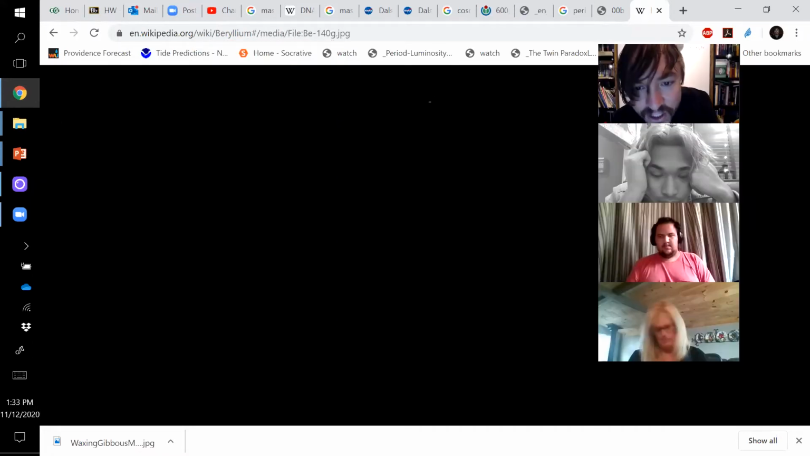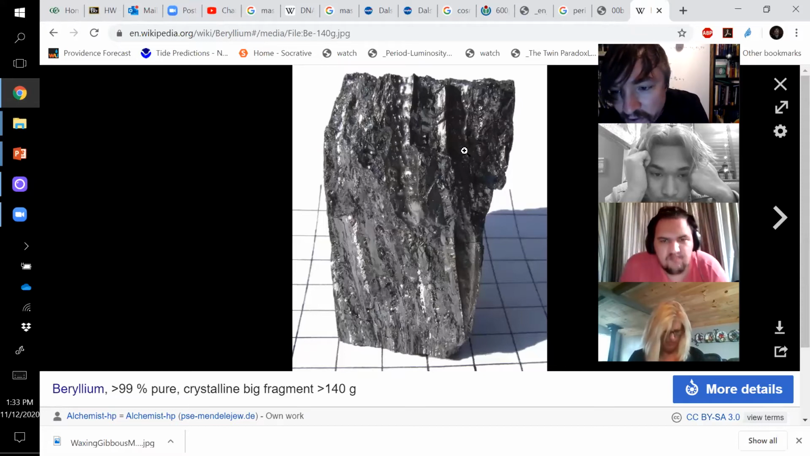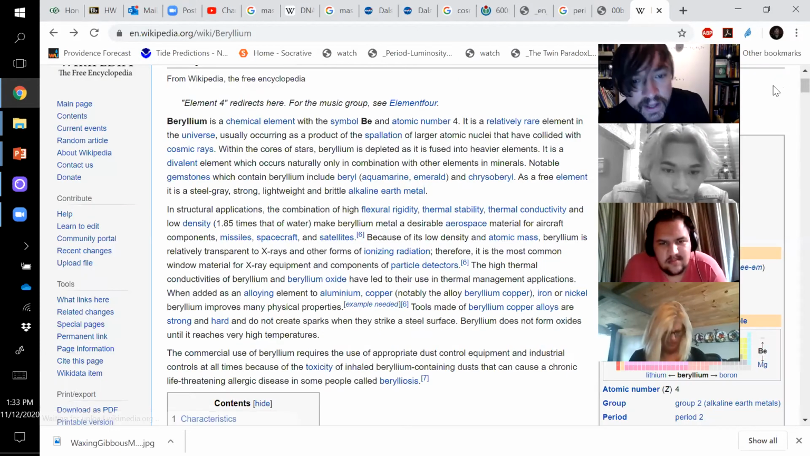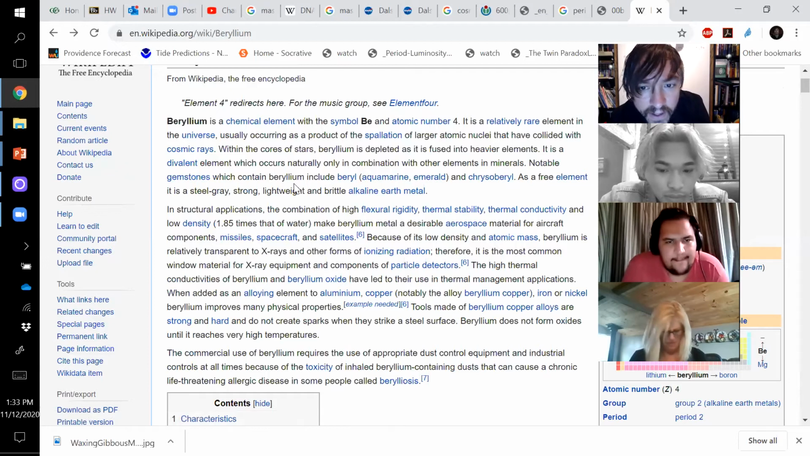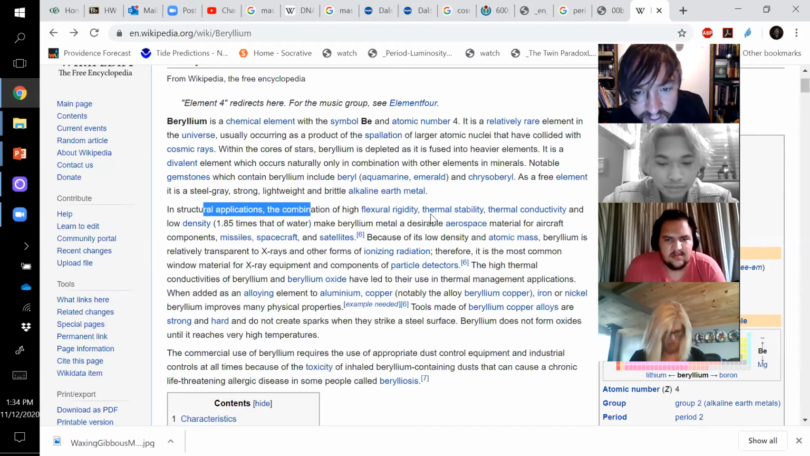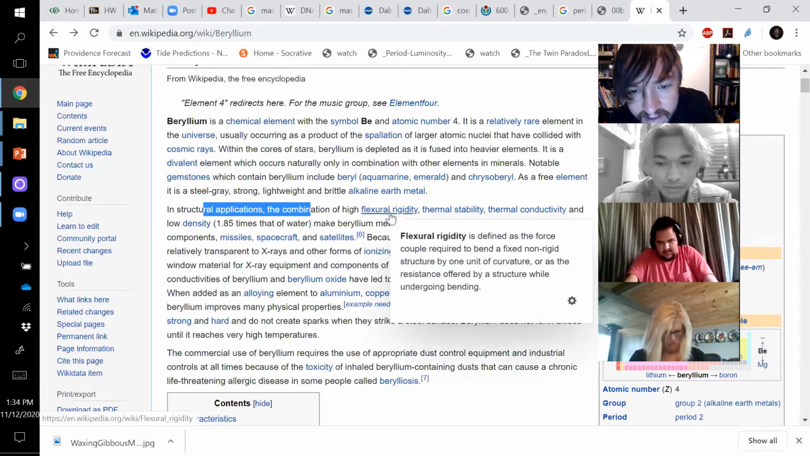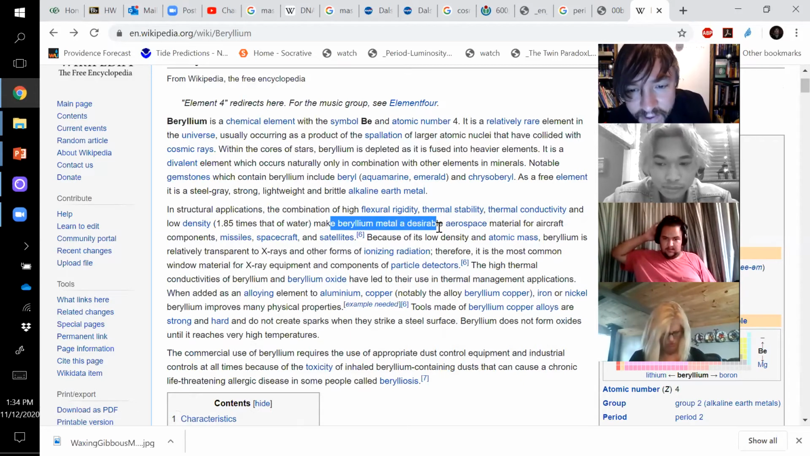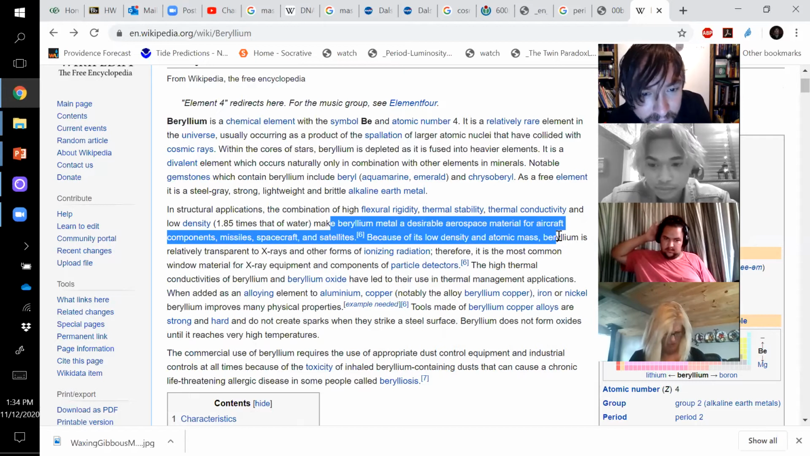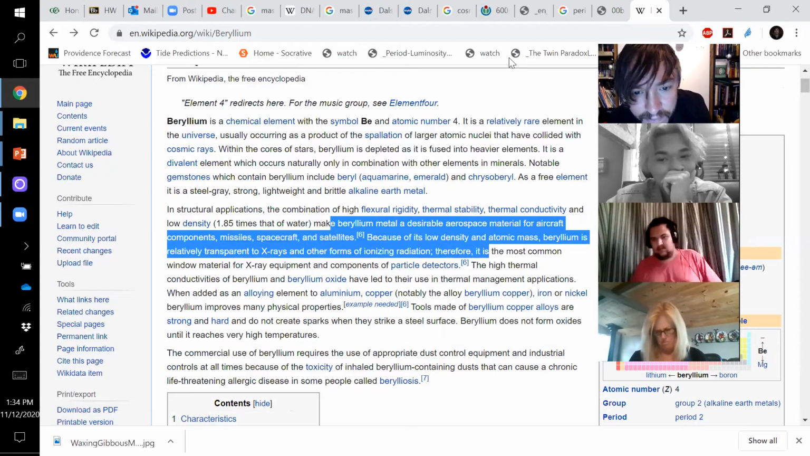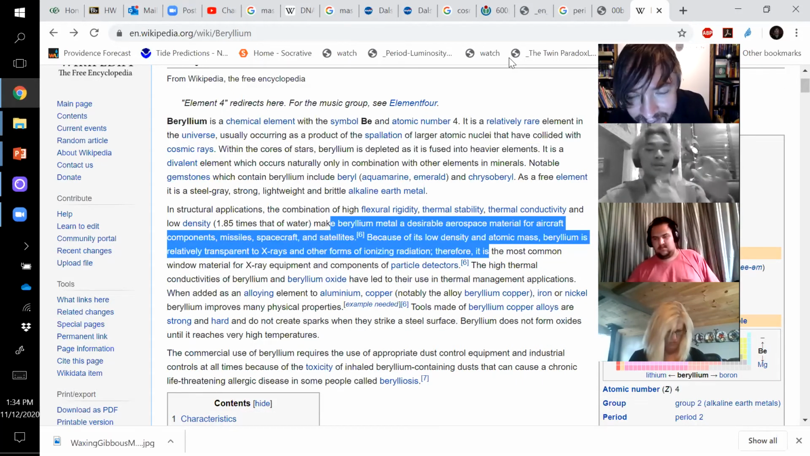And beryllium is like this magical gray metal that you can combine with other metals to make super high powered jet engines and things that don't melt under high temperatures. It's kind of interesting. It's a steel gray, strong, lightweight, and brittle alkaline earth metal. In structural applications, the combination of flexural rigidity, its ability to bend, thermal stability, thermal conductivity, and low density make it a desirable element in aerospace materials for aircraft components, missiles, spacecraft, and satellites, okay? So all of that cool stuff that you like to play on your PS5, all right? We could make a Dyson sphere from beryllium.